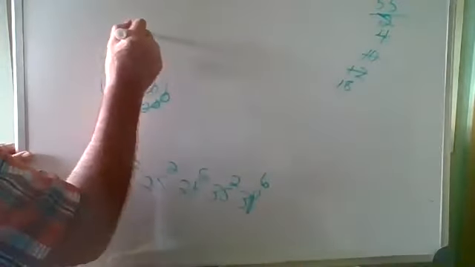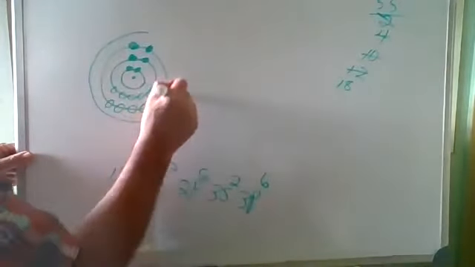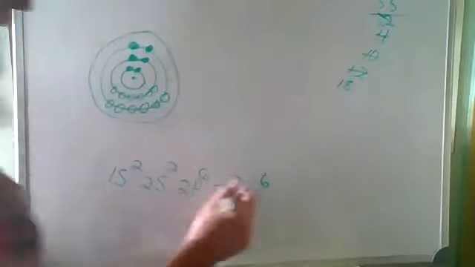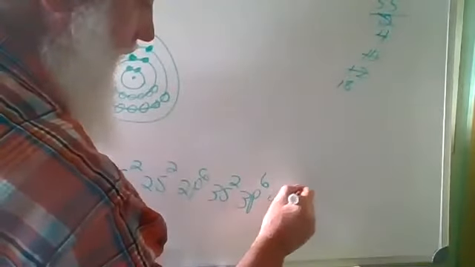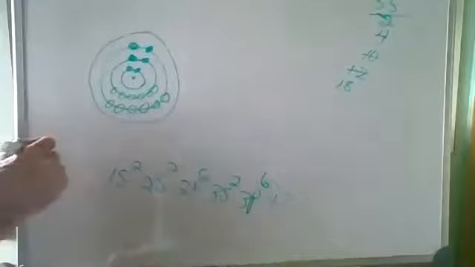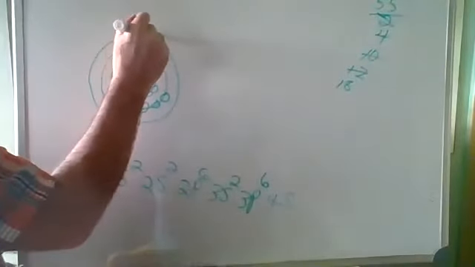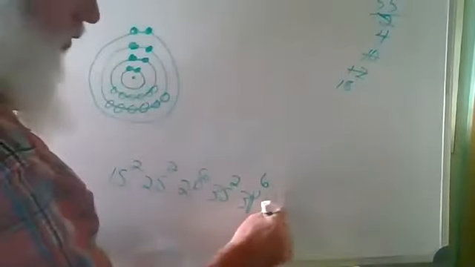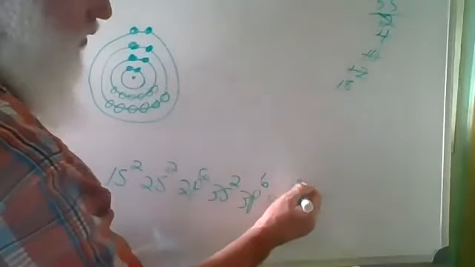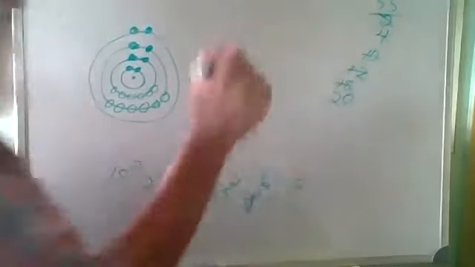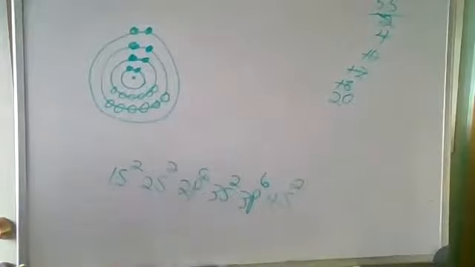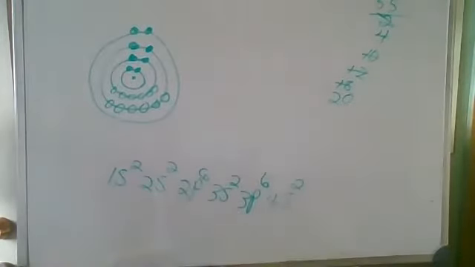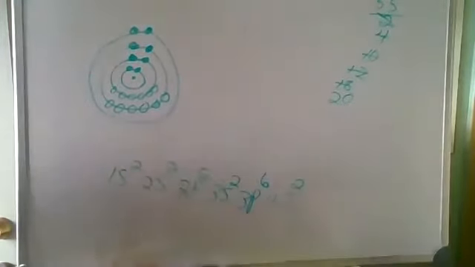Next element after argon is potassium, which is period 4, so 4th ring. Period 4, S block, and 2 electrons fit in S block, potassium and calcium. Counter goes from 18 to 20. Everybody caught up?